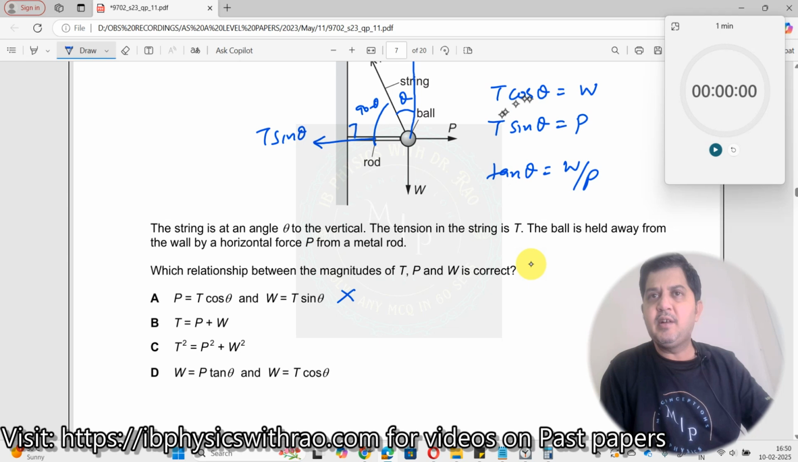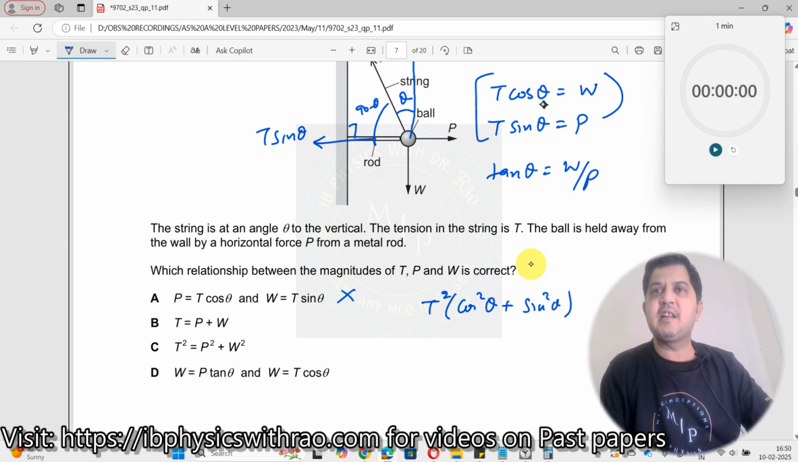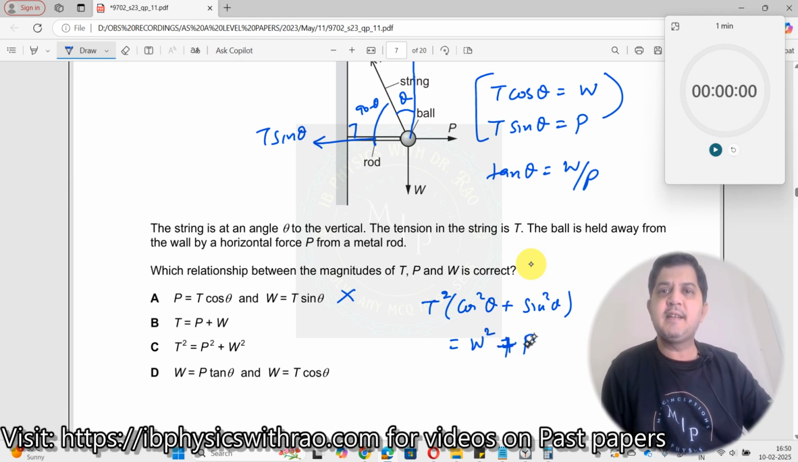No. But if you look at this carefully, from here you see T cos theta equal to W, T sin theta equal to P. If I just square this and add, what will happen? I have done T squared cos squared theta and T squared sin squared theta. When I do this, what will happen? T squared cos squared theta will become W squared. T squared sin squared theta will become P squared. So what will happen here?